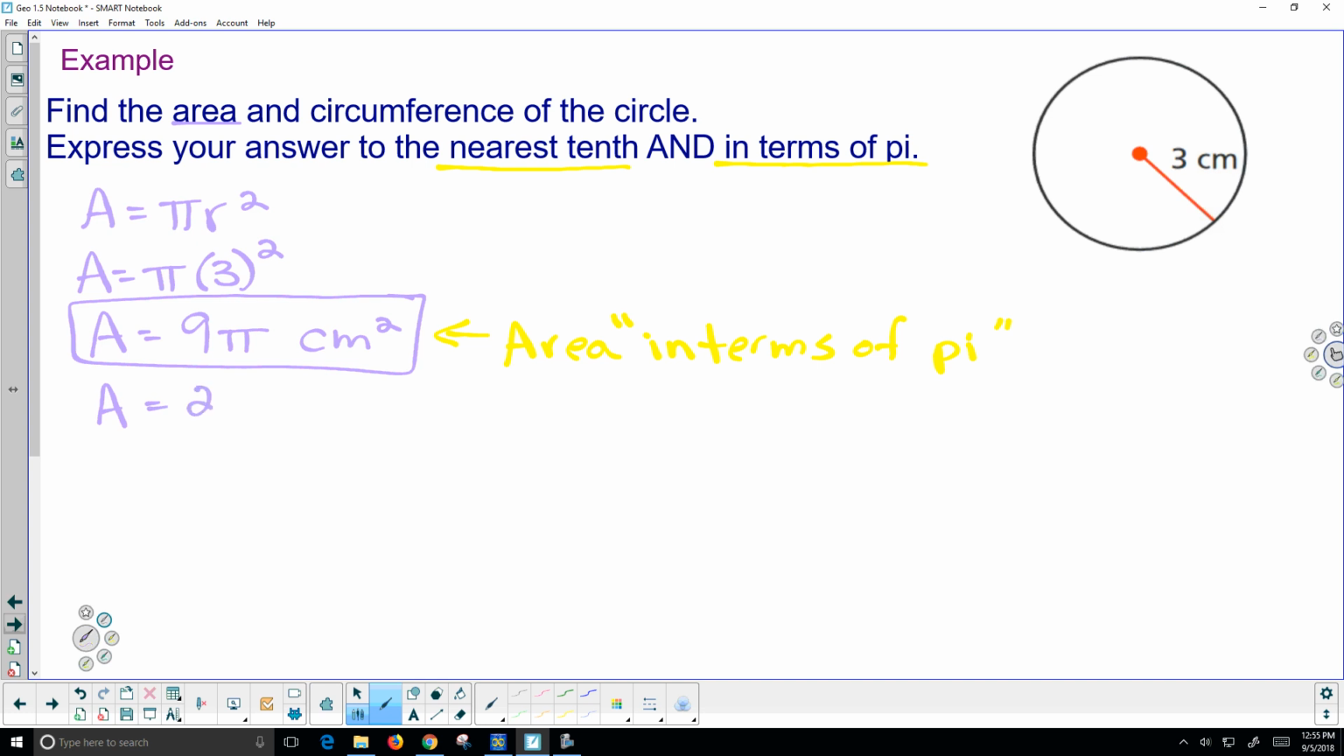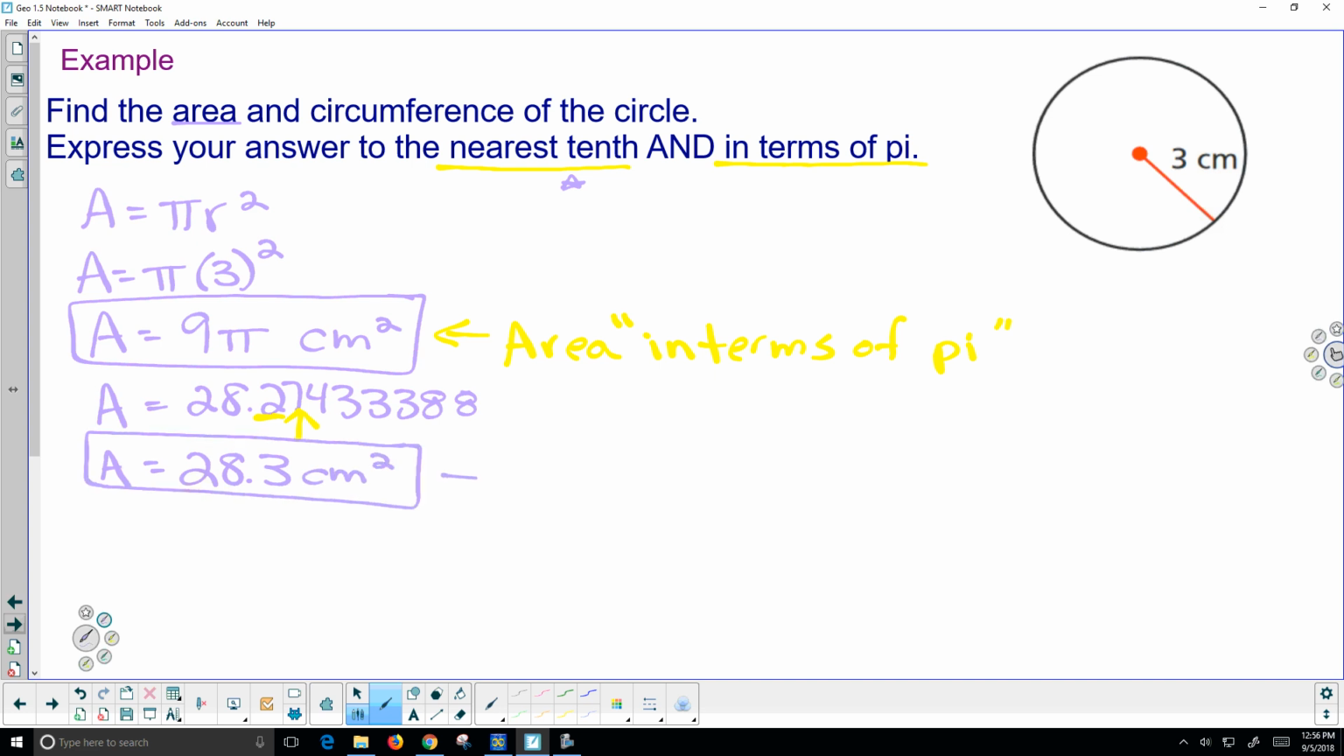28.274333888. But the question doesn't want all that junk. It says rounded to the nearest tenth. So I say, okay, the nearest tenth is the first digit to the right of the decimal point. So I'm looking at that number. Is 7 big enough to cause me to change the number in front of it? 5 or more causes the number in front to change. So my final answer is 28.3. They're still centimeters squared, and this is my area rounded to the nearest tenth.